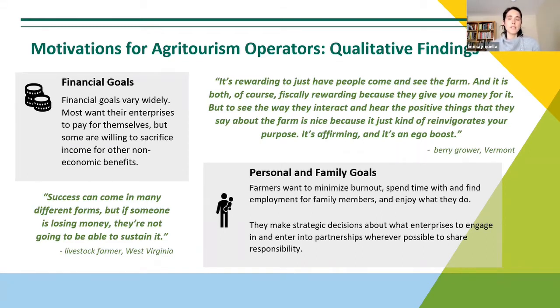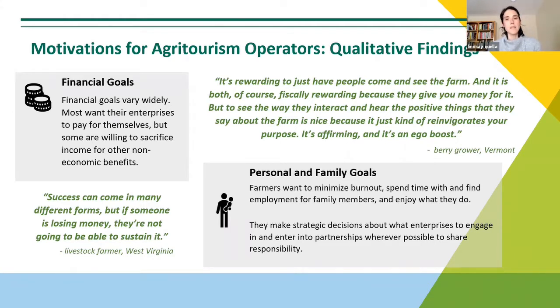Overall, participants acknowledge that while money was not always the top priority, losing money on an agritourism venture was not tenable for them. So I also included some key quotations from participants that summarize their feelings around these different goals. A livestock farmer in West Virginia explained that success can come in many different forms, but if someone's losing money, they're not going to be able to sustain it.